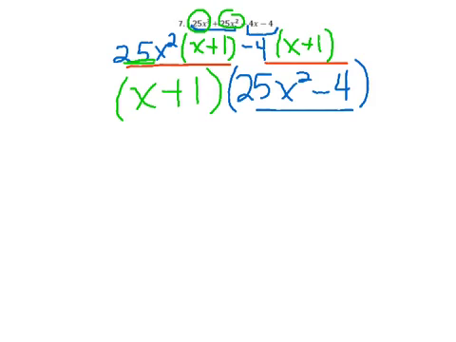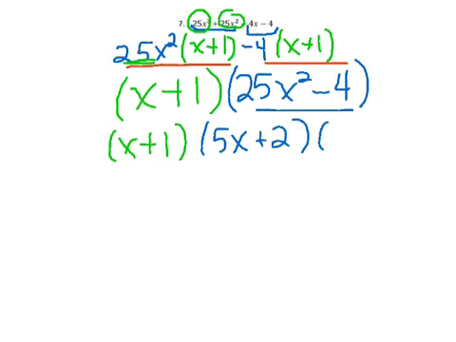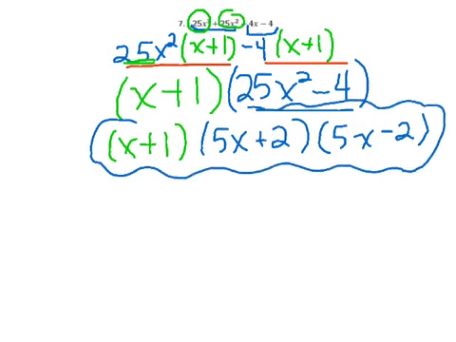So I keep the x plus 1, and now this one is going to be factored into 5x plus 2 and 5x minus 2. And now there's no more factoring that can be done. So I've found my prime factors, and that's the answer.